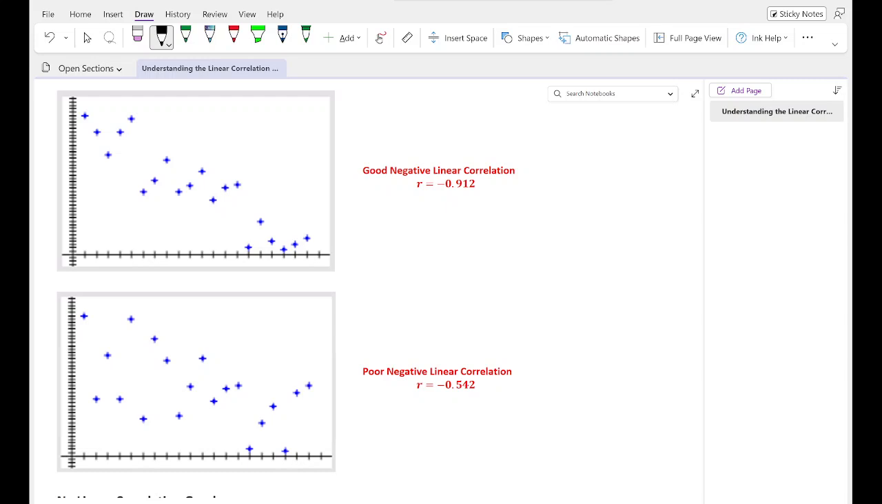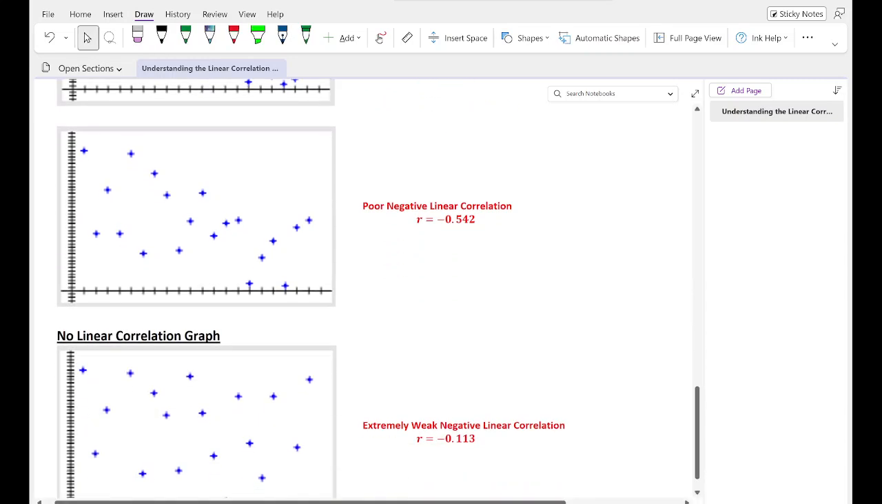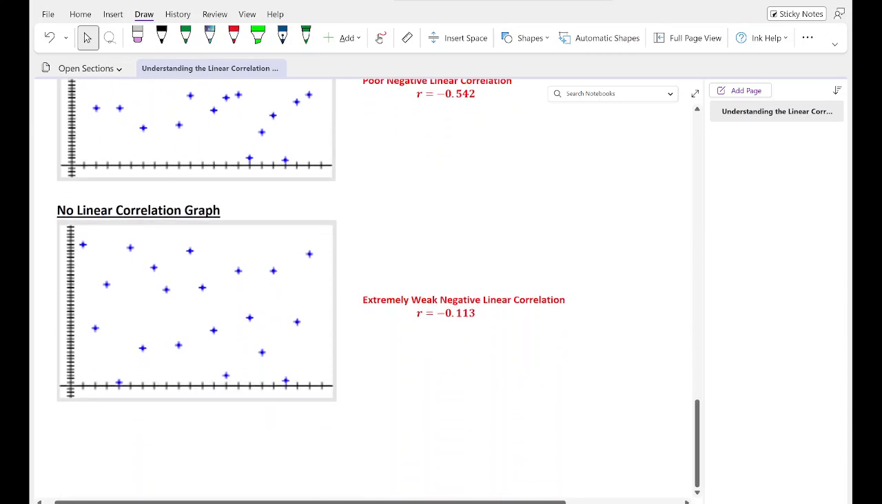Again, I use strong, good, and poor as just relative terms to describe it. You can use whatever terms you want. But there's also one last one, and that is no linear correlation. You can see here that while the R value is negative 0.113, it's really all over the place. It's hard to tell that it really starts up high and goes down low. It's so widely all over the place. It's really just scattered everywhere.